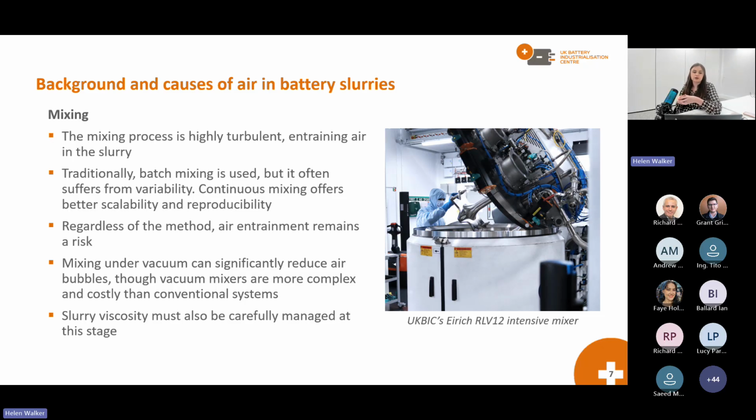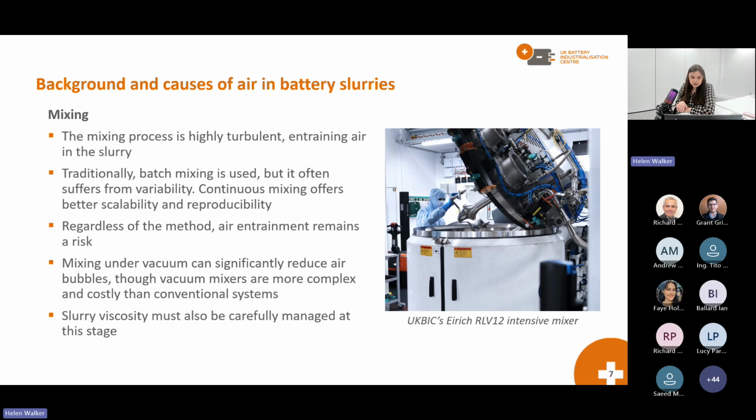Traditionally, in battery manufacture, we use a batch mixing process, and this is what we have at UKBIC. We have a large 400-litre IRIC mixer. The downside for batch mixing is that you can get variability between batches. There are continuous mixing solutions out there, but at UKBIC, we do batch mixing.